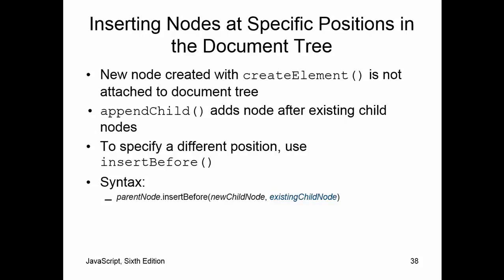All right. Inserting nodes at specified positions within a document tree. As we already learned, when you use create element to create a new node, that node is not attached to the document tree. Append child adds the node after an existing node. If you want to insert it in a different position, for example, you can use insert before. And then you're basically telling it where you want to insert the node. Okay, so you're saying insert that before this.